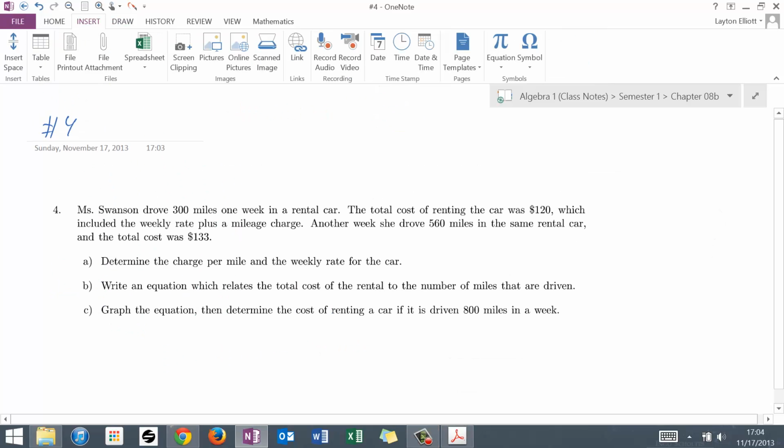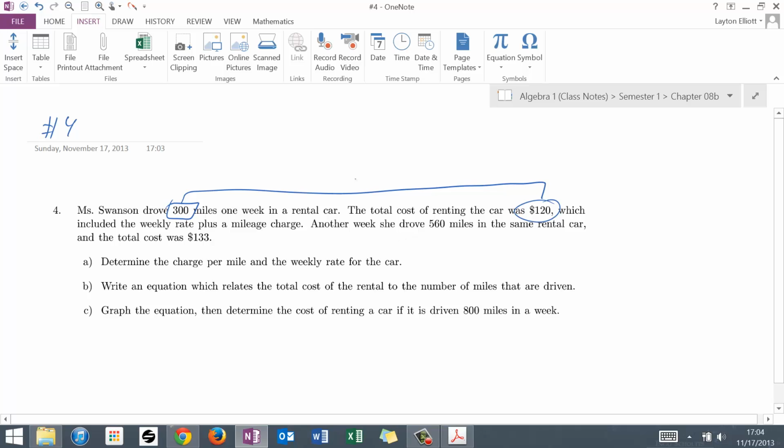This next one's a little more complicated. It says Mrs. Swanson drove 300 miles 1 week in a rental car. The cost of renting the car was $120, which included the weekly rate plus a mileage charge. So this is kind of interesting because she drove 300 miles and the cost was $120. That's really all we need to know.